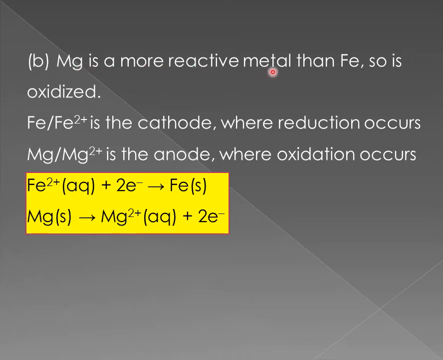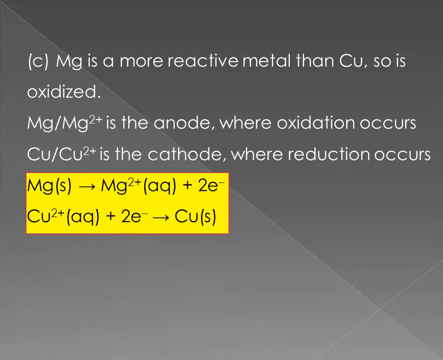Magnesium is a more reactive metal than iron, so magnesium will be oxidized and lose 2 electrons, and iron ion will be reduced to give iron metal, and this reduction happens at the cathode. Again, magnesium is more reactive than copper, so magnesium will be oxidized at the anode, and copper will be reduced at the cathode.